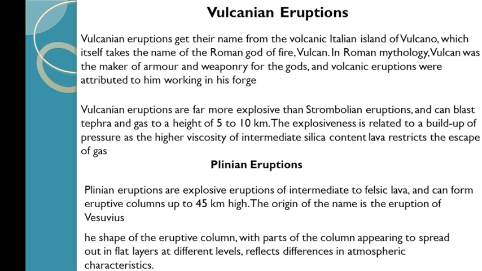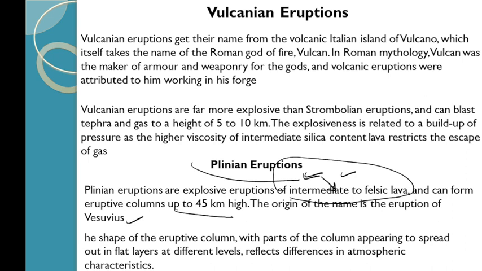Plinian eruptions are explosive eruptions of intermediate to felsic lava. This means felsic lava is flowing. The eruption column can rise 45 kilometers high, and the main example is Vesuvius. So you can understand it.